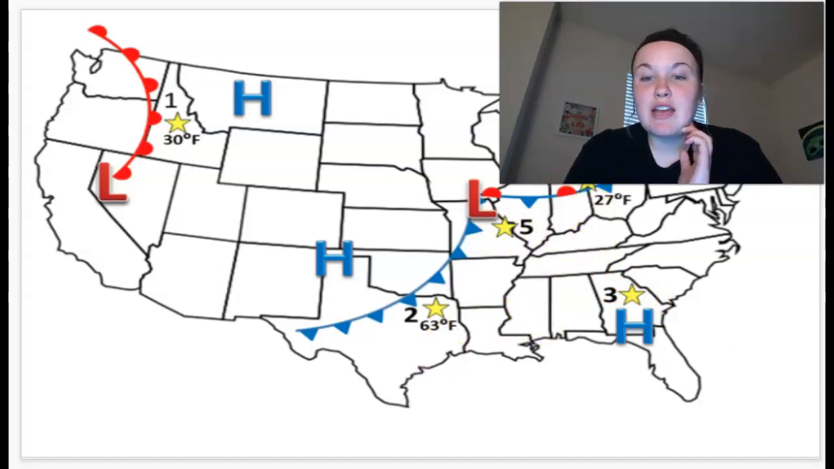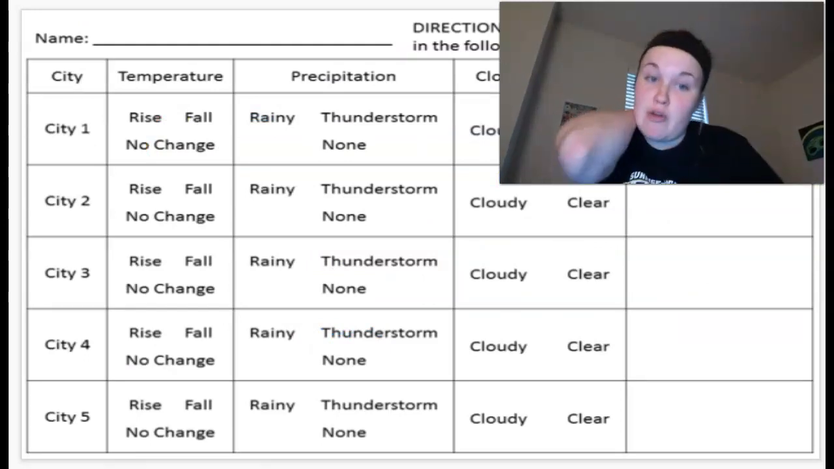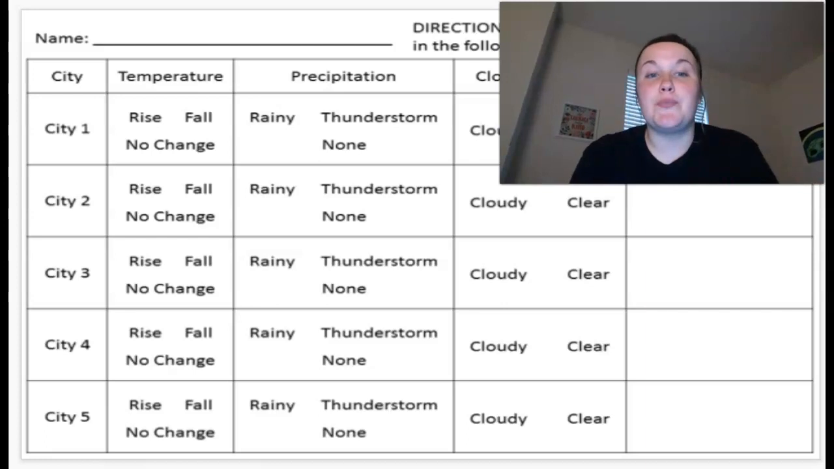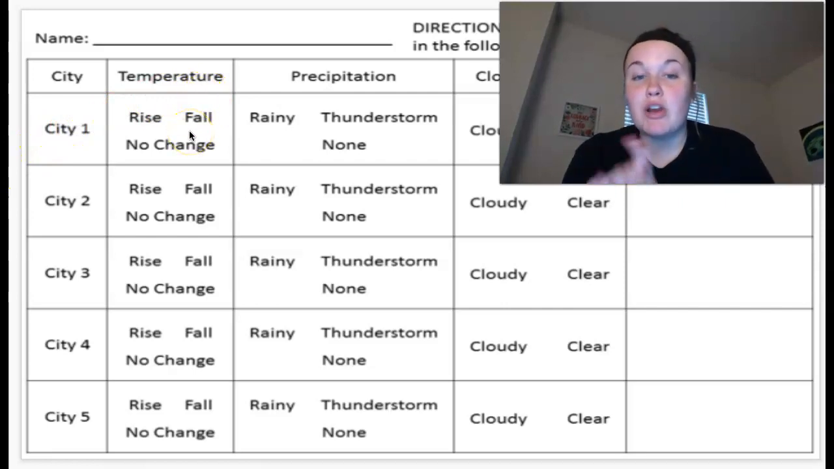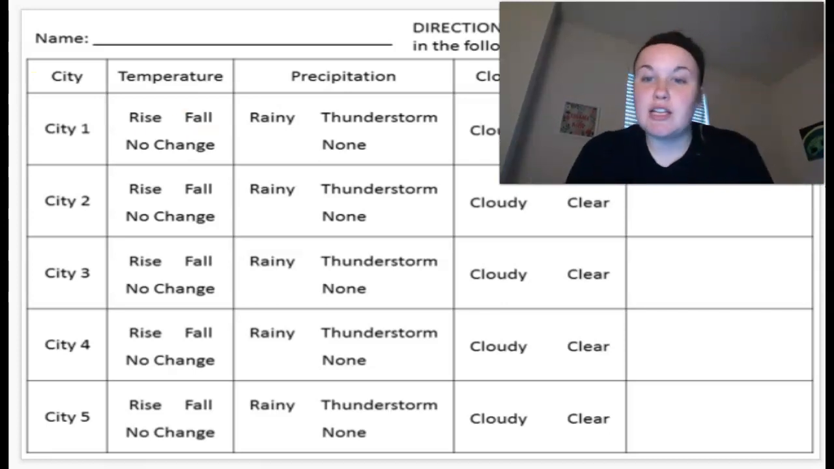And you have temperatures at a few of them, and then you see some front indicators, high and low pressure, and temperatures. So we're going to look at them, and then we're going to look at this chart, and we're going to predict the weather for tomorrow in the following cities. So we're going to look at city number 1. We're going to look at the temperature. Will it rise or fall? We're going to look at precipitation. Will it be rainy, thunderstorm, neither? And then will it be cloudy or clear cloud coverage? And then what weather system is it?